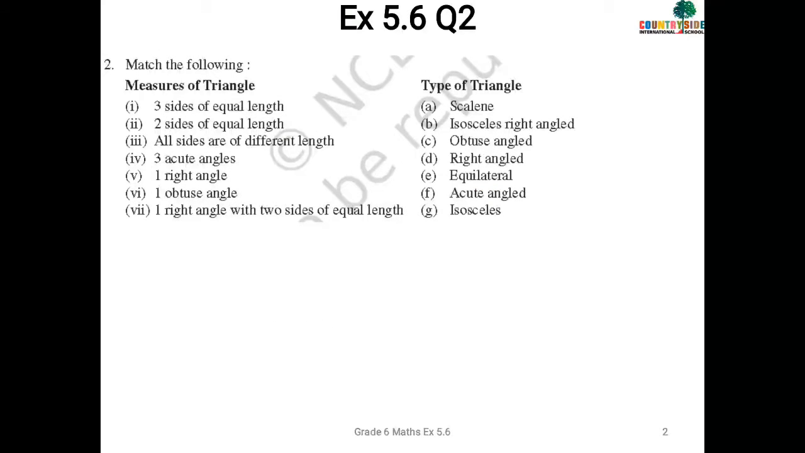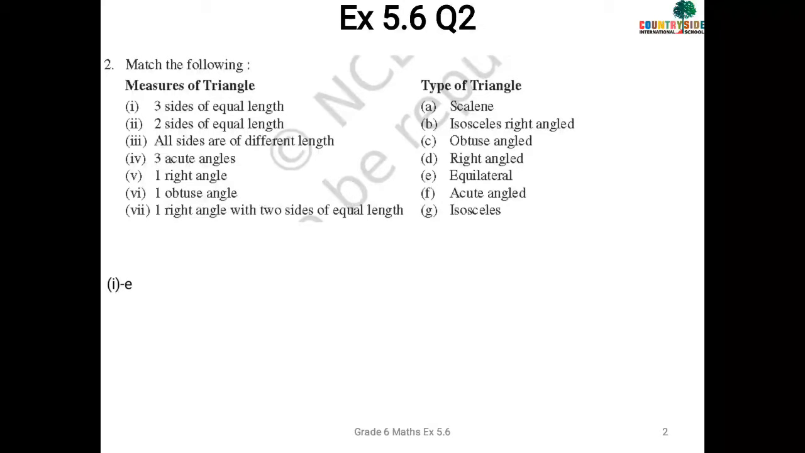So scholars, now let's solve question number 2 from exercise 5.6. In this question you have to match the following. For the first part, the measures of triangles are given, and for the second part, the types of triangle are given to you. And this is the world's easiest match the following. The first one is three sides of equal length. Which type of triangle? Yes, it is an equilateral triangle. So for the first one, the answer is E, equilateral.